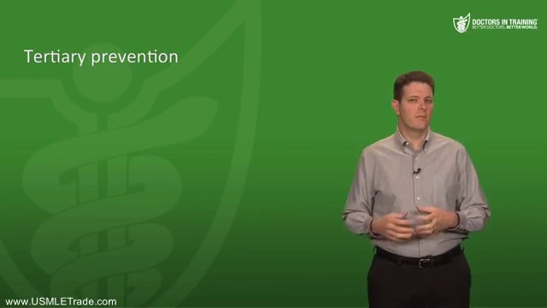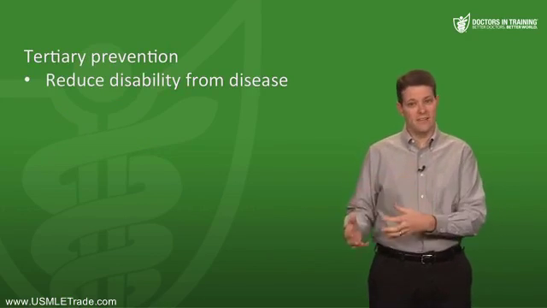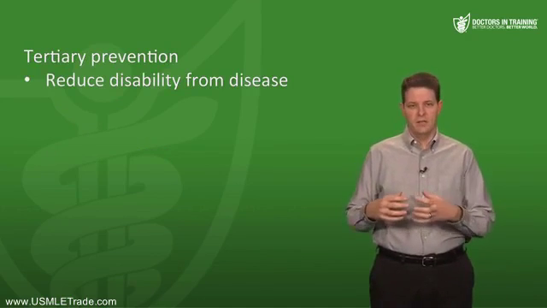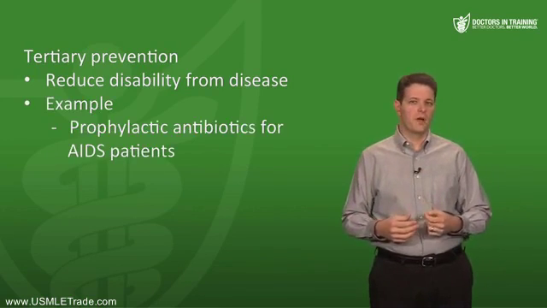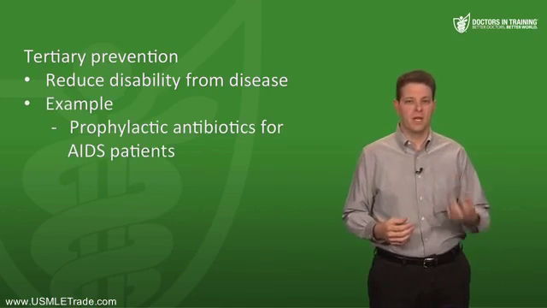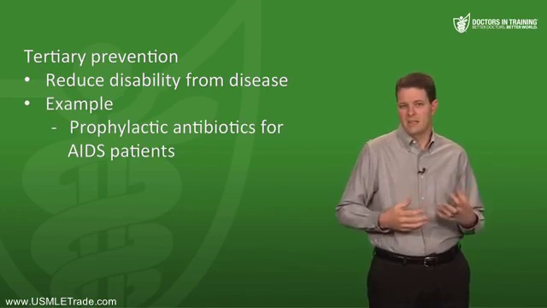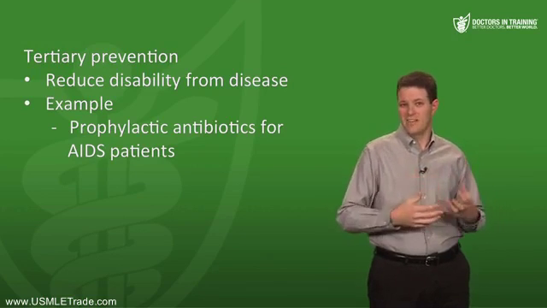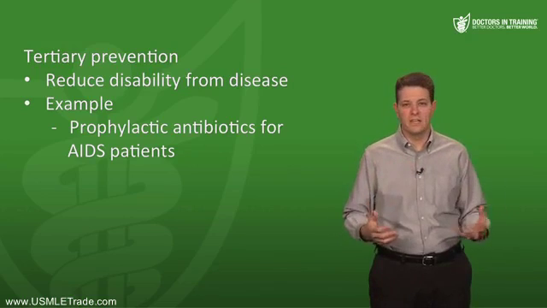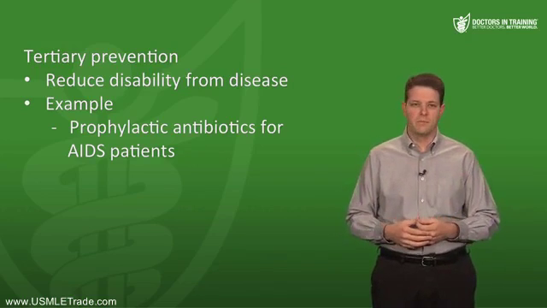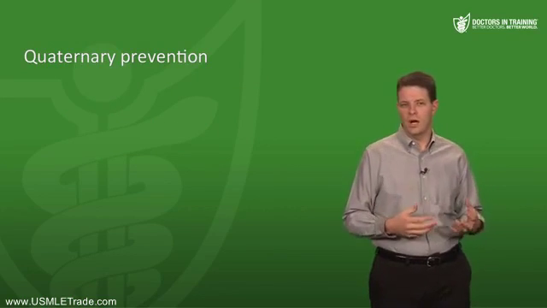Tertiary prevention is measures to reduce disability from a disease. So the patient already has the disease, but we're trying to keep the patient as healthy as possible and avoid any disability. An example would be prescribing prophylactic antibiotics for AIDS patients, like TMP-SMX to prevent PCP. That TMP-SMX doesn't actually prevent the HIV from progressing, but it can help limit the overall burden of disease by preventing PCP.